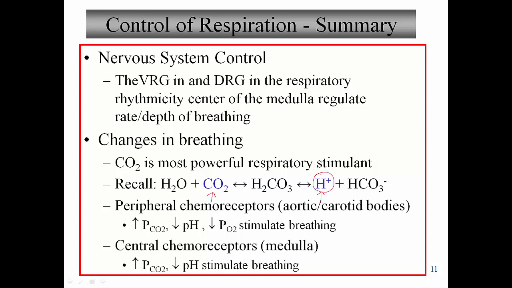And this is primarily what's detected by the receptors that you see below, and we have two sets of those. We have peripheral chemoreceptors that are located outside the central nervous system in the aortic and carotid bodies. Importantly, these can also be sensitive to oxygen, whereas the central chemoreceptors mainly rely on CO2 and acid.